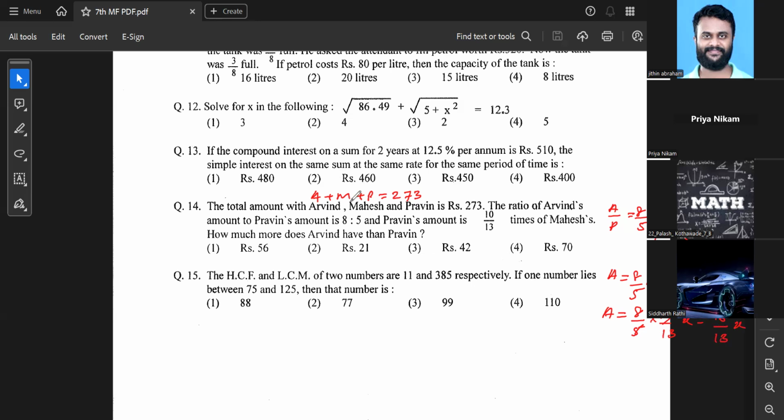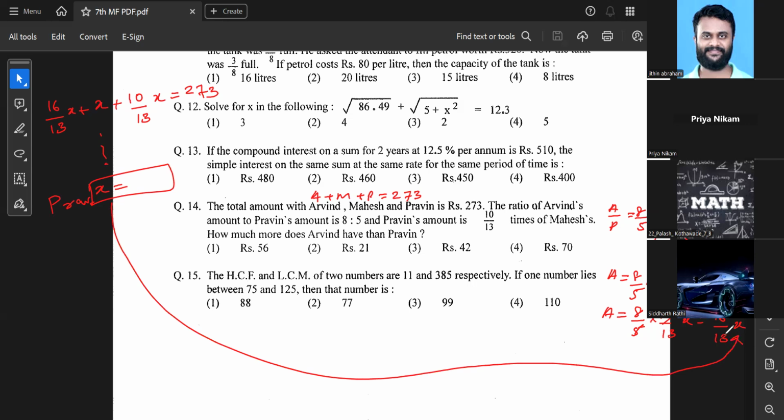Now you substitute everything over here. Instead of A, you will write 16 upon 13x, plus instead of M, you will write x itself. Instead of P, you will write 10 by 13x, is equal to 273. Now, when you solve this, you will get x equal to something. That is Praveen's amount. So x is equal to 91. When you substitute this x over here, you will get Arvind's amount.